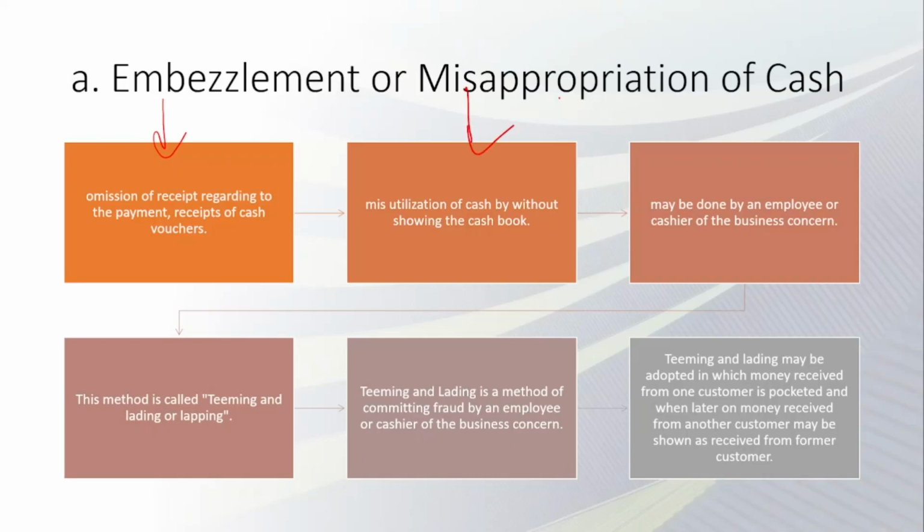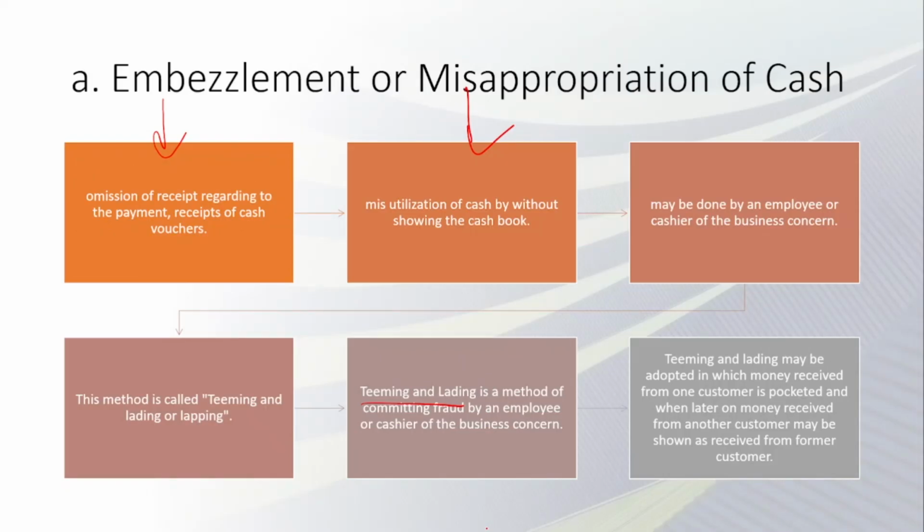The third one is that this type of fraud may be done by the employee or the cashier. The cashier is a person who collects the cash. He may not show it in the entry. He may take the cash to his home. So there are chances of employees and cashiers committing such errors. This method is known as teeming and lading, or lapping. So what does teeming and lading mean? It is a method of committing fraud by an employee or cashier of the business firm.